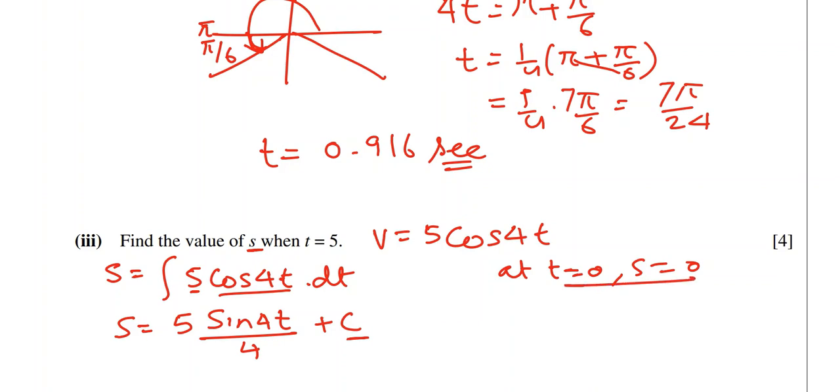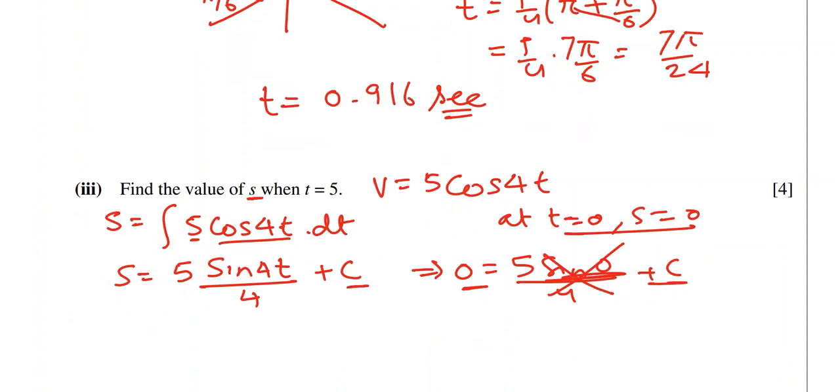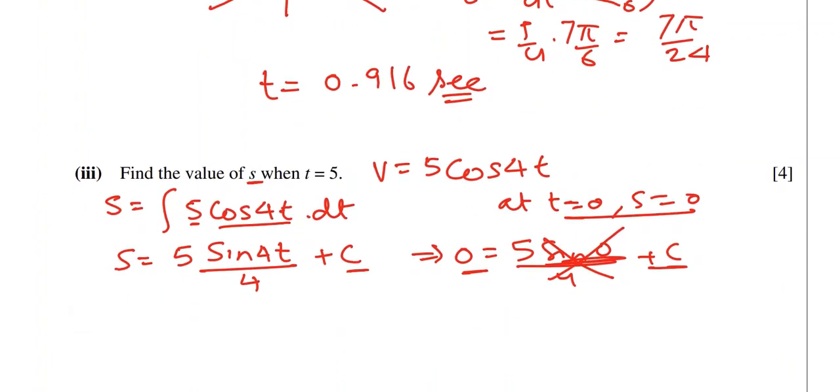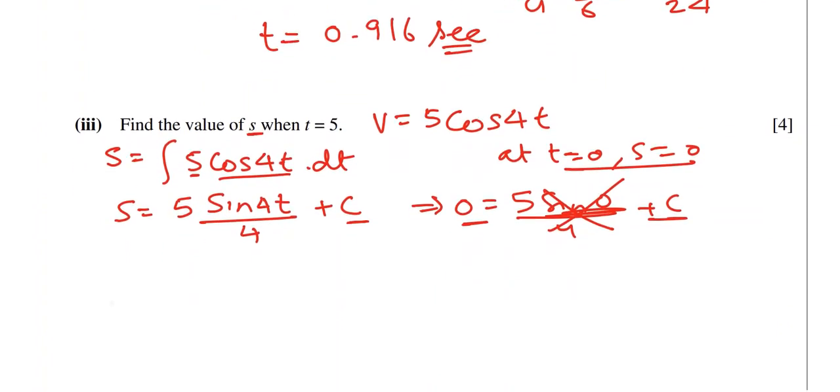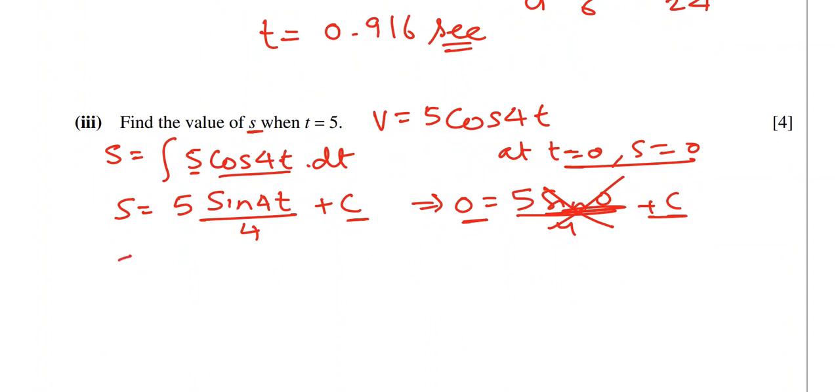So 0 equals 5 sine of 4 times 0, which is 0, over 4, plus c. Sine 0 is 0, so this whole thing becomes 0. So c is equal to 0. So c is insignificant, but we must show the process that c is equal to 0. So our equation s becomes 5 over 4 sine 4t. C is gone now.